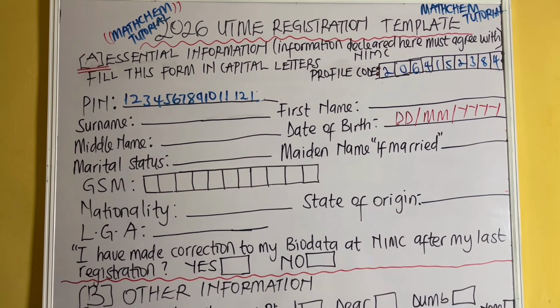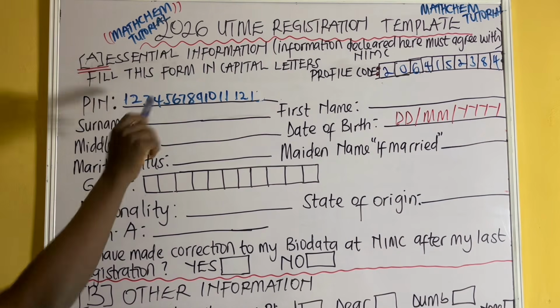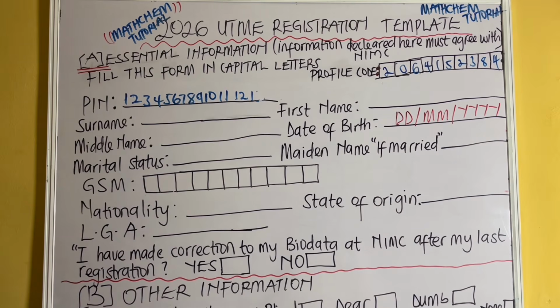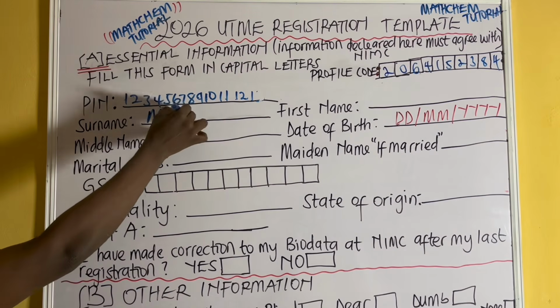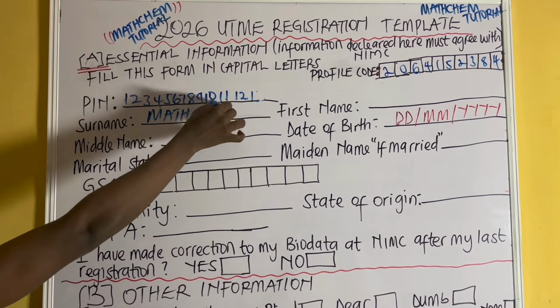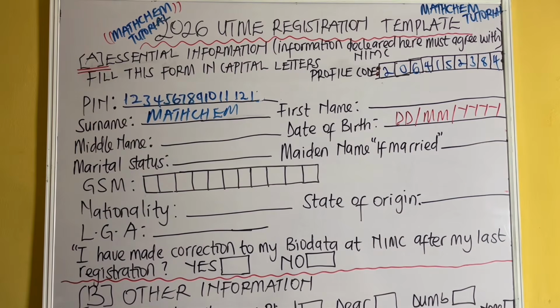Now the next thing to fill is your surname. Read the information. They said fill this form in capital letters. You have to fill the form in capital letters. So let's say your surname is Matkin. That's your surname. You fill it in capital letters. Your surname simply means your father's name. Everybody knows that. And after that, the next thing is your first name.